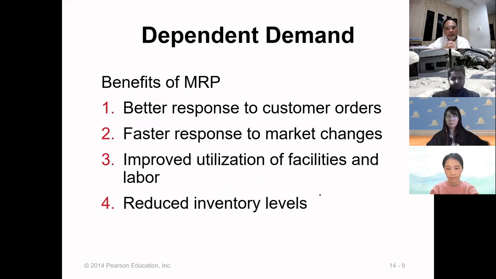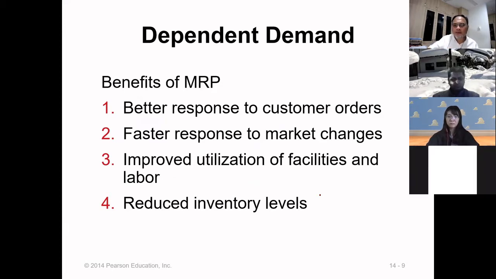So the benefit of MRP is that if you have MRP, you're going to have better response to customer orders. That means you'll be able to meet customer orders on time. That means you can deliver on time. It's planning. If you don't plan according to what the order is, you're going to miss the order. When customer orders are not being fulfilled, your customers will feel frustrated, or even they'll change supplier, they change the manufacturer.